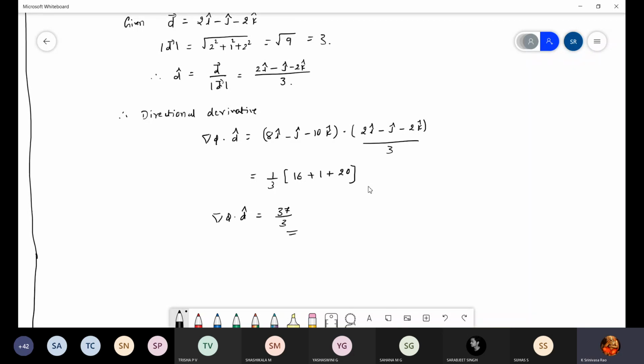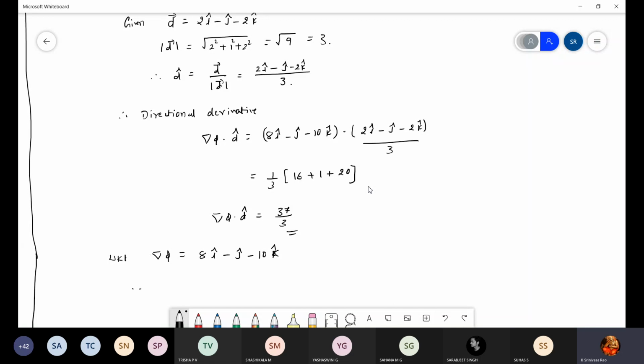Now one more question is there. Therefore, for the maximum directional derivative, you write down grad phi. What is grad phi? We know that grad phi equals 8i minus j minus 10k. Okay, this is grad phi after substitution of the numbers x, y, z.